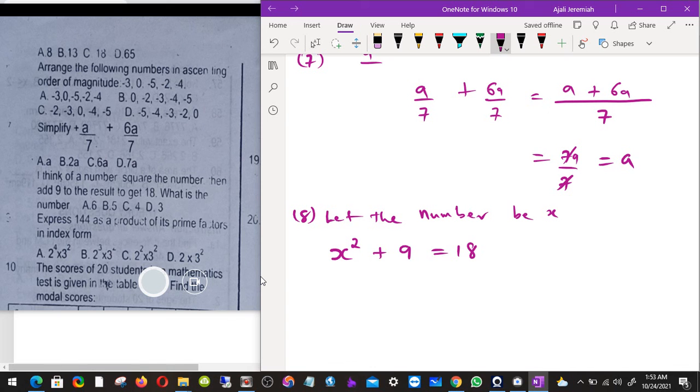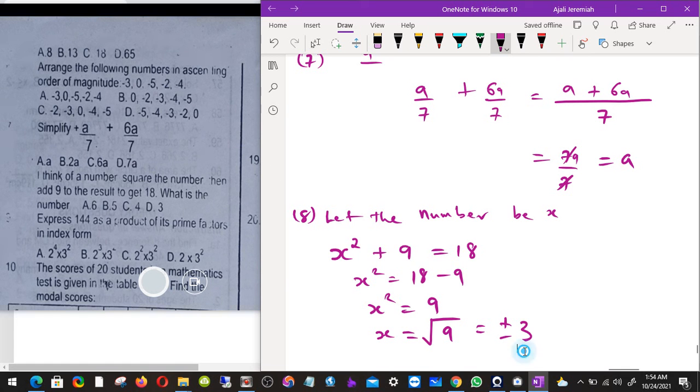So make x the subject of the formula. Take 9 over first. You have x squared is equal to 18 minus 9, so x squared is equal to 9. To remove the square, you square root both sides, so x is equal to the square root of 9, and that is plus or minus 3. Every square root has plus or minus attached to it. Okay, so the answer there is 3. It can either be plus 3 or minus 3, so you take the plus 3 that's there, and that's option D.